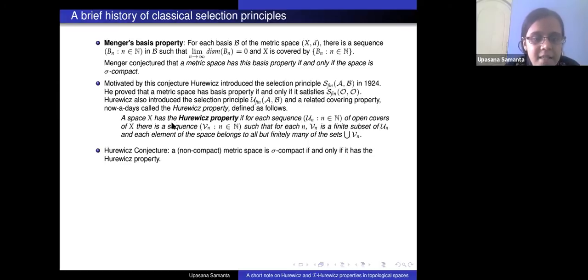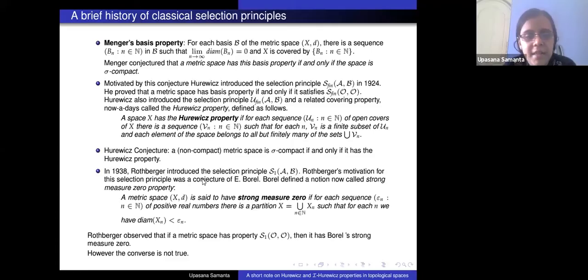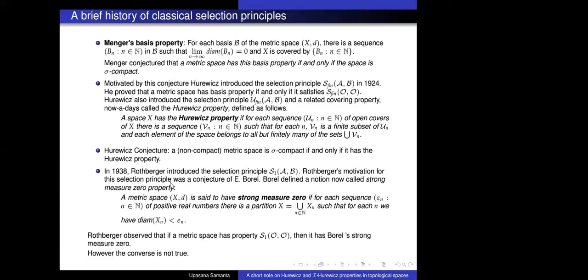A space X has the Hurewicz property if for each sequence (U_n) of open covers of X there is a sequence (V_n) such that for each n, V_n is a finite subset of U_n and each element of the space belongs to all but finitely many unions of V_n. Now, Hurewicz conjectured that a non-compact metric space is sigma compact if and only if it has the Hurewicz property. In 1938.